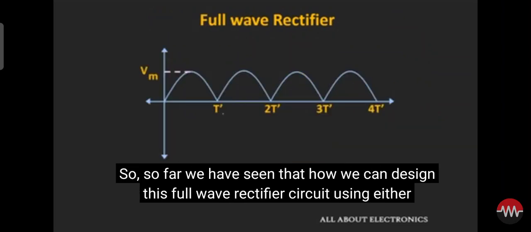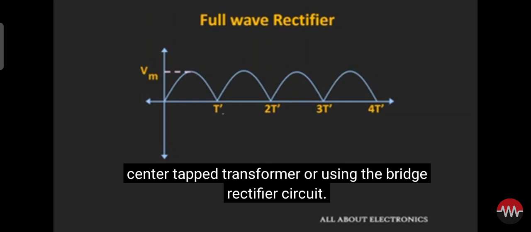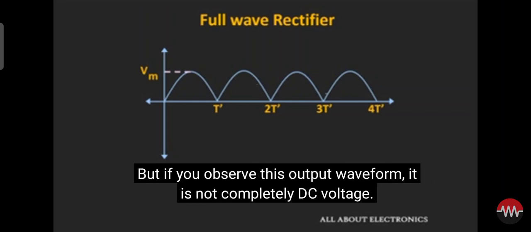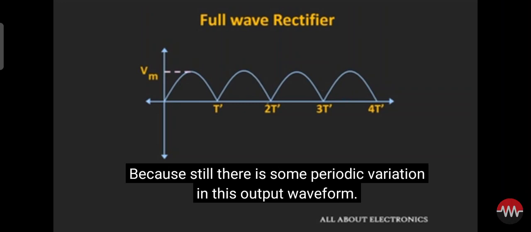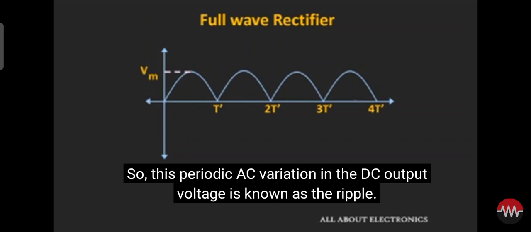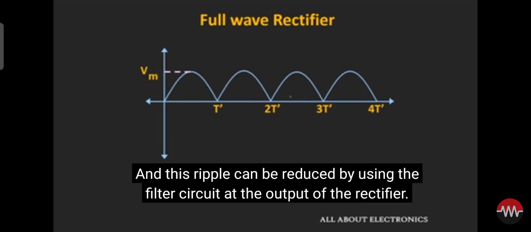So far we have seen how we can design this full wave rectifier circuit using either a center-tap transformer or the bridge rectifier circuit. But if you observe this output waveform, it is not completely DC voltage, because there is still some periodic variation in this output waveform. This periodic AC variation in the DC output voltage is known as the ripple. And this ripple can be reduced by using a filter circuit at the output of the rectifier.